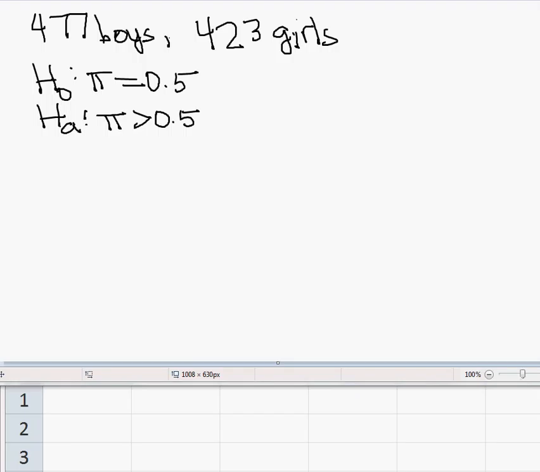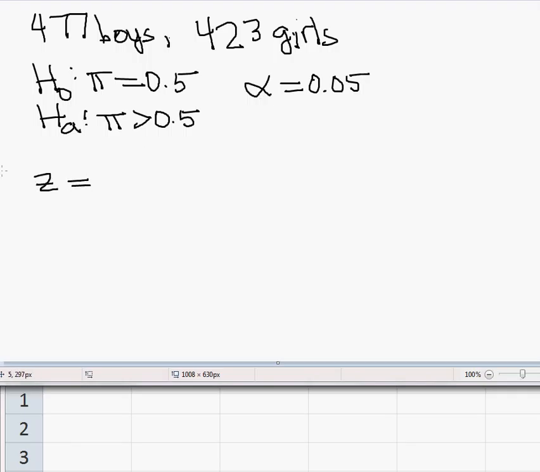So the null hypothesis will be that pi is equal to 0.5, where pi is the probability that a baby born is a baby boy. And the alternate hypothesis will be that pi is greater than 0.5. The problem says to use a significance level of 5%, so our value of alpha will be equal to 5%. This will be a z-test. It is a proportion problem, so we must use the z-test.